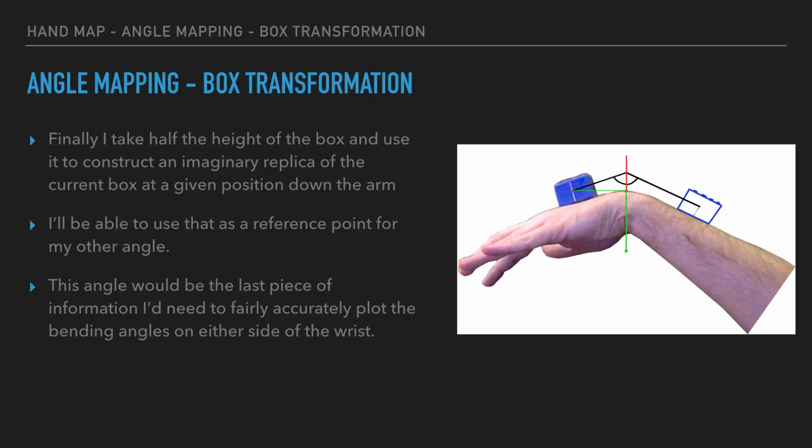The final step in angle mapping is box transformation. This is a step that I'm not sure I'll need yet, but if I do, I will take the height of the box and construct an imaginary replica of the current box at another position down the arm. I'll be able to use that reference point for my other angle. This angle would be the last piece of information I'd need to get a fairly accurate plot of the bending angles on either side of the wrist.